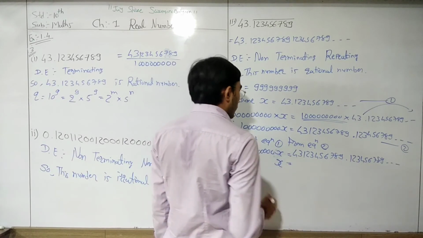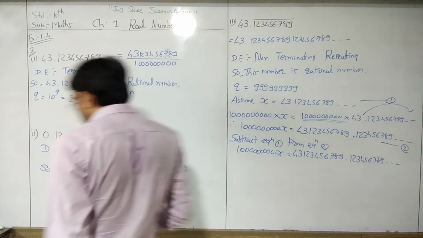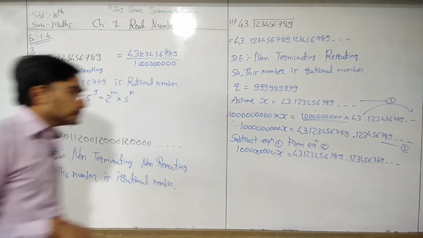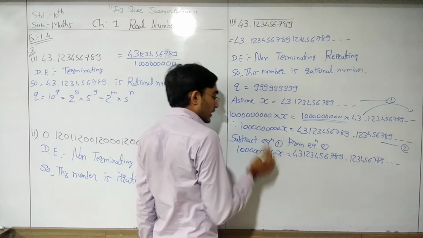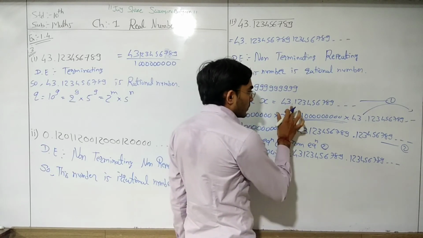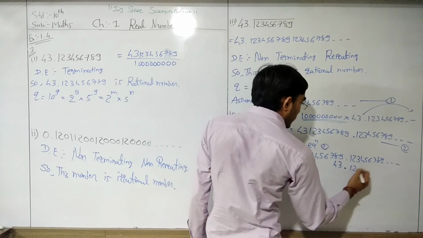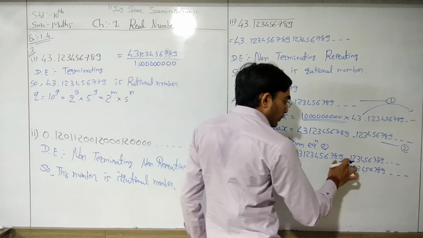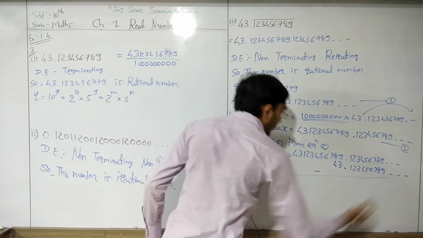x is equal to, after that we need to subtract equation 1. Here x is equal to, now we just need to follow this decimal point. So first of all, before the decimal point we have 4 3, after that 1 2 3 4 5 6 7 8 9 and dot. Okay, we just need to follow this decimal point below the decimal point, before that 43, after that 1 2 3 4 5 6 7 8 9, and we subtract this, so the negative sign is there.